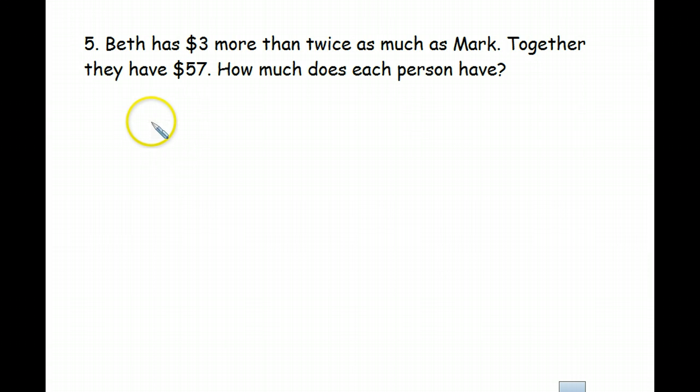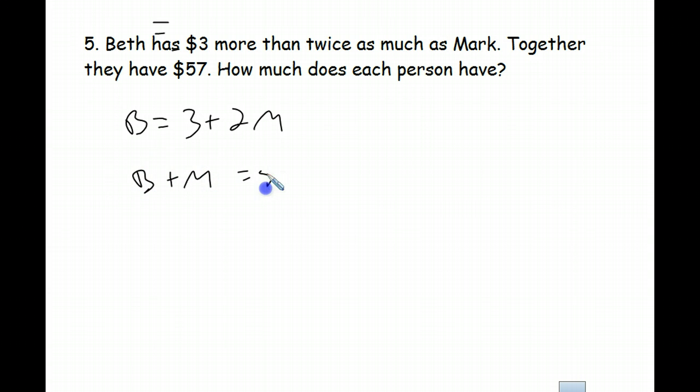Number 5. Beth has $3 more than twice as much as Mark. So Beth has usually means equals, kind of like is. $3 more, so 3 plus twice as much as Mark. So 3 plus 2m. Together they have $57. So Beth plus Mark equals 57.